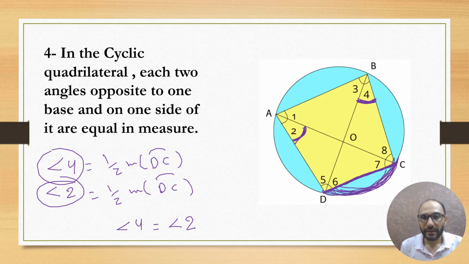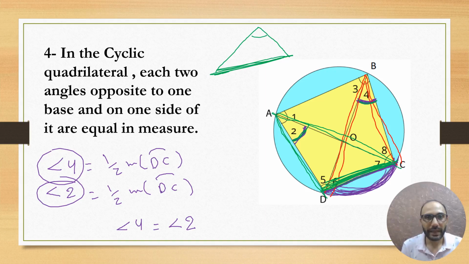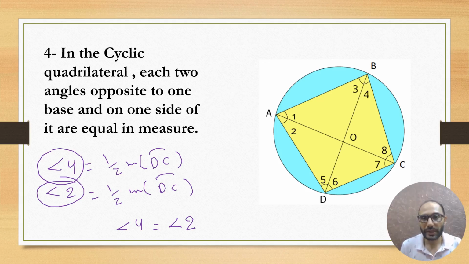So if you find such angles, DBC and CAD, two angles like 4 and 2, opposite to one base, which is the base DC, and on one side of it, I mean that both angles must be above the base or below. Not like this, where we draw one base of the quadrilateral and draw one angle up and another angle down. No, I don't mean that. Both angles must be above the line, or both must be below the line, at the same side of the base.